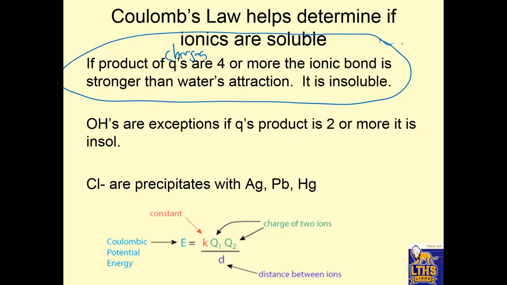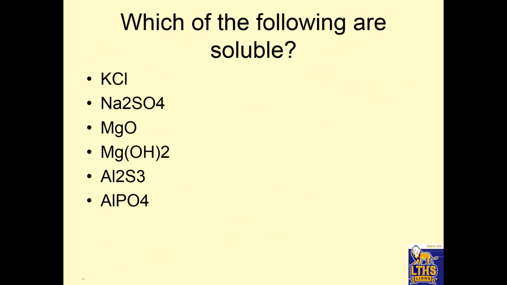And chlorides are precipitates with silver, lead, and mercury, and guess what? So are bromides. And guess what? So are iodides. And that covers about 95%. Plus 1, minus 1, soluble. So I would call that aqueous. Plus 1, minus 2, aqueous. Plus 2, minus 2, precipitate.